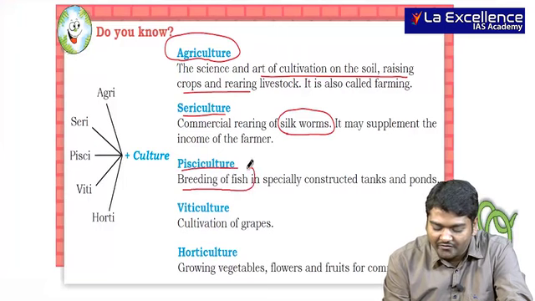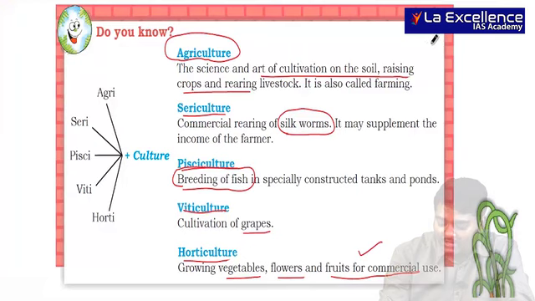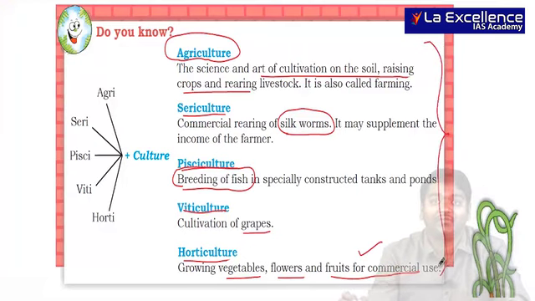Pisciculture is breeding of fish. Viticulture, grapes. Horticulture, I am talking about vegetables, flowers and fruits for commercial use. All these are very important for us when we are talking about agriculture or different definitions. From prelims point of view, this fact is important.